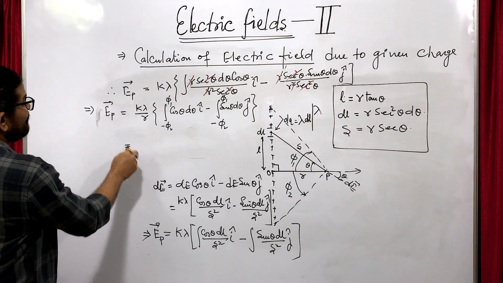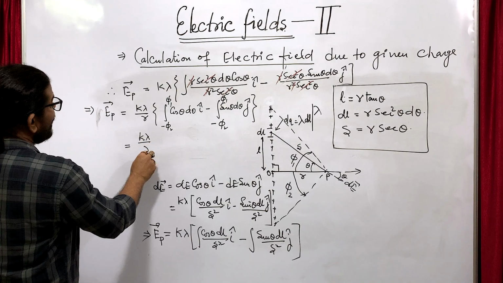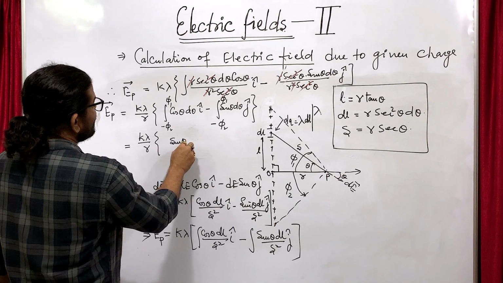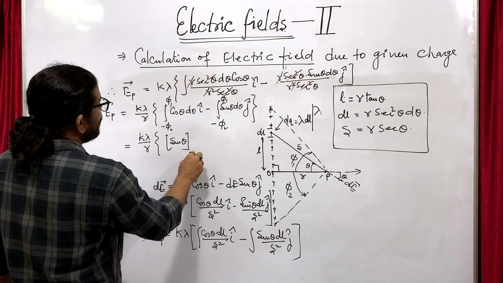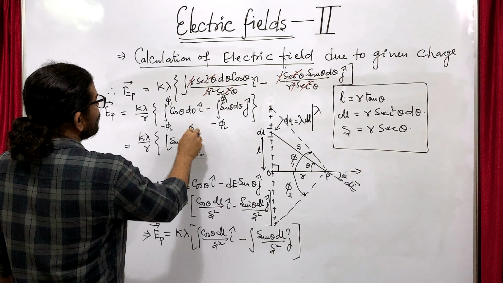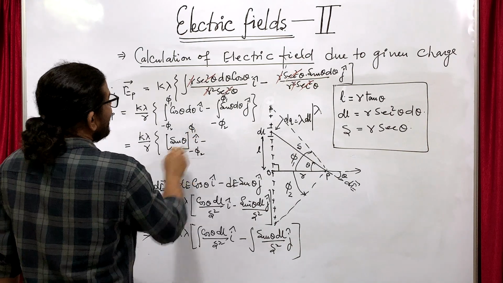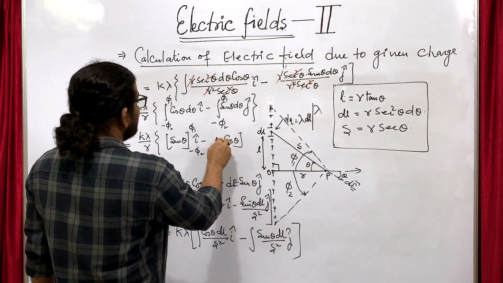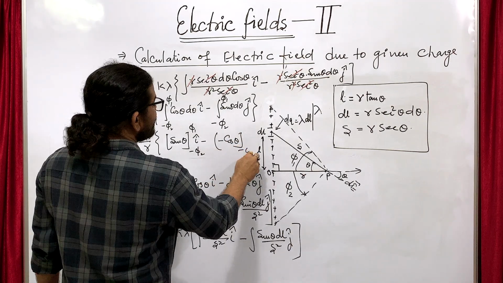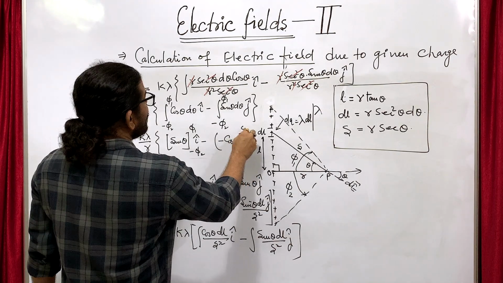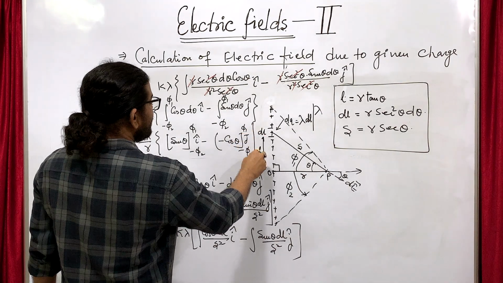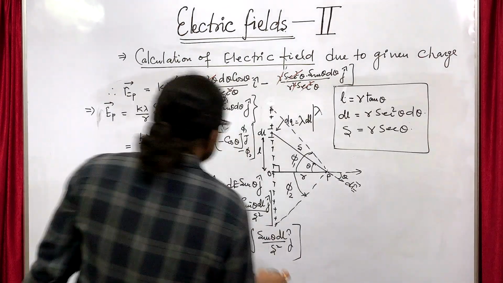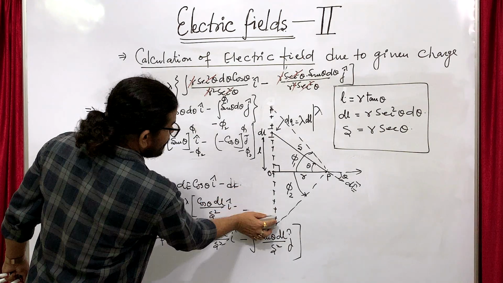Now see, if you solve this, k lambda divided by r, and this is coming as sine of angle theta, from minus phi 2 to phi 1, I cap, and this is coming as minus cos of angle theta. I think you know this integration, from minus phi 2 to phi 1, j cap, and the bracket is closed. Now we are making some space for further calculation.